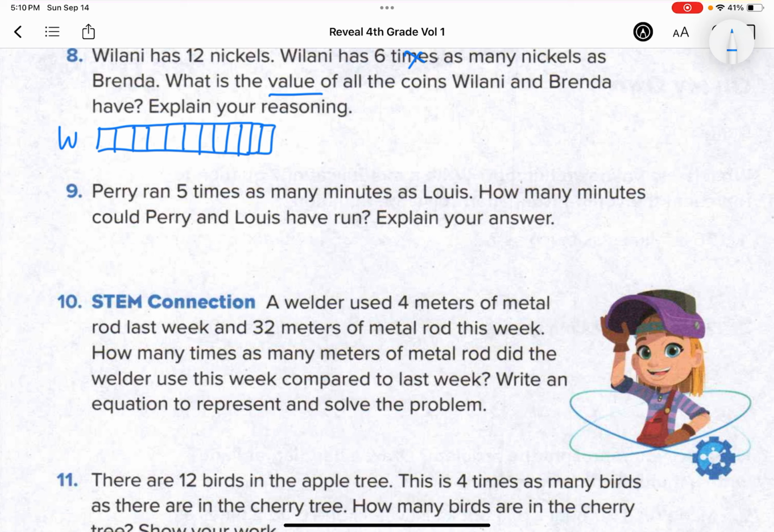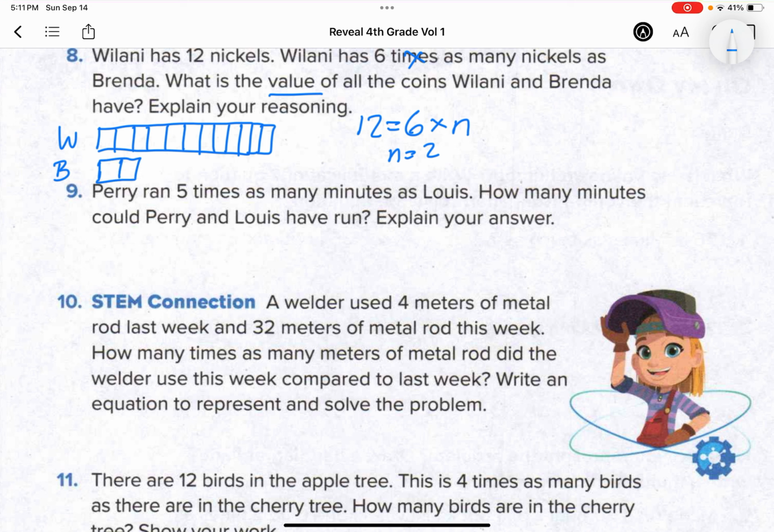Now, our problem is it's not asking how many nickels we have. It's asking what's the value. So we're going to have to keep that in mind. Our next one is Wilani has 6 times as many nickels as Brenda. So Wilani has more. So we have 6 times as many. So it's kind of asking us to figure this out. 12 equals 6 times n for number of nickels. So she only has 2. N equals 2.